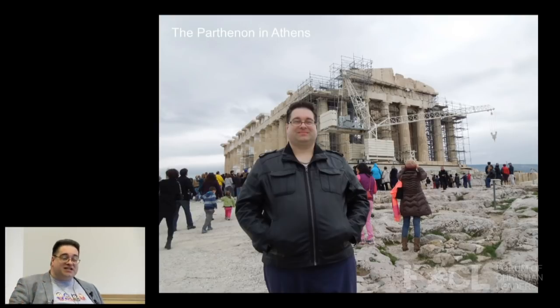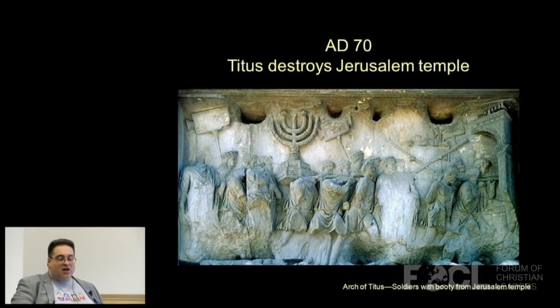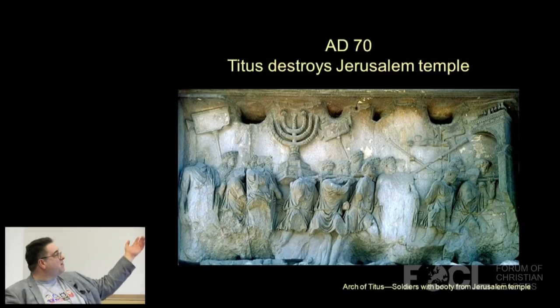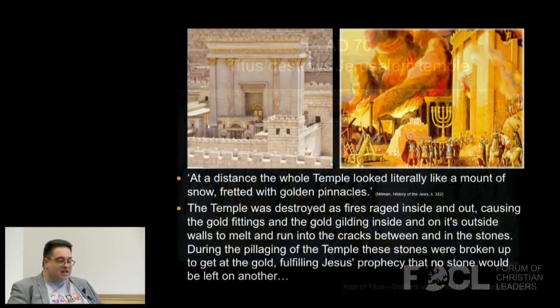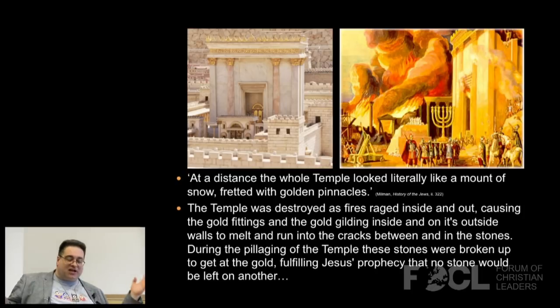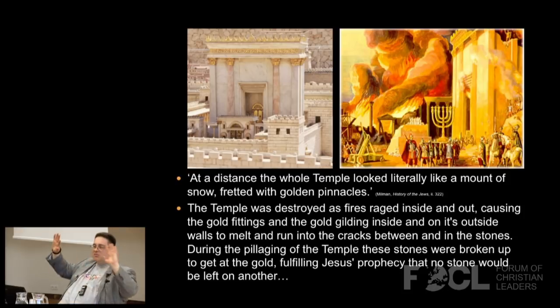As we know from history, in AD 70, at the end of the Jewish-Roman War, from 66 to 70, the Romans under Titus, who then became the Emperor Titus, destroyed the Jerusalem temple. And here we have a frieze from the Titus triumph arch in Rome of the Roman soldiers carrying off goods from the temple, including the Jewish menorah candlestick. We're told that at a distance, the whole temple, and there's a model mock-up on the left there, looked literally like a mount of snow fretted with golden pinnacles, white marble cladding and golden leaf inlay.